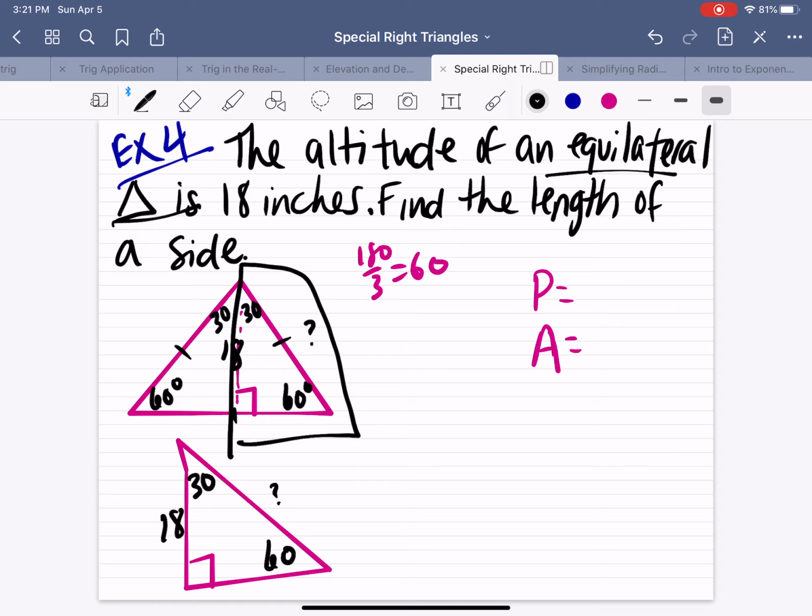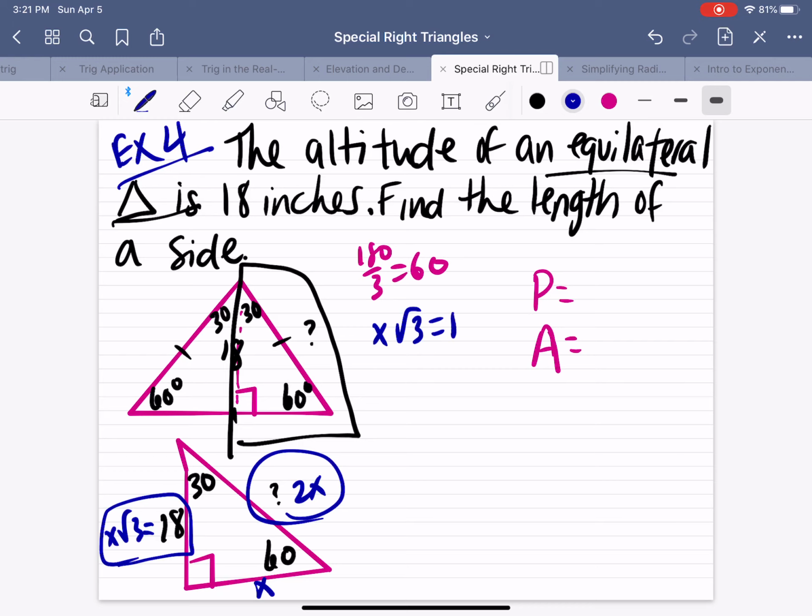The side across the 30-degree angle is x. The side across, let me do that in a different color, the side across the 60-degree angle is x root 3. And the hypotenuse, the side across the 90-degree angle, is 2x. Now, we're looking for this, so we need the value of x, so let's find it. We're going to use this right here to help us solve for the value of x.